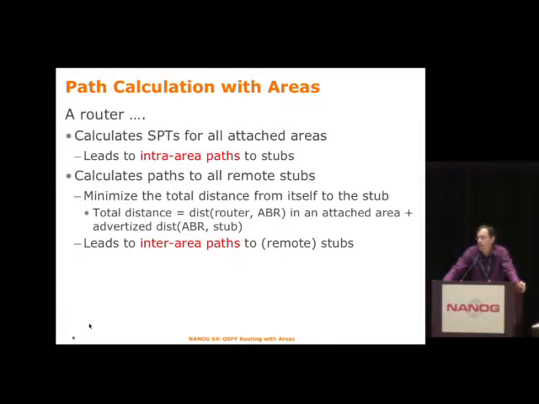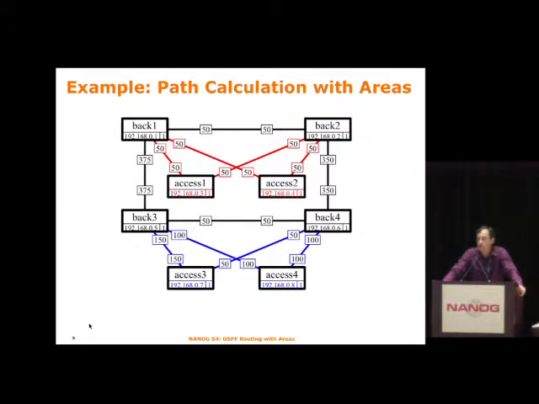Okay, so for path calculation with areas, routers calculate shortest path trees to all of the stubs that are in their local areas, their intra-area paths. And then for destinations that are not in one of their locally attached areas, they look at paths to an area border router plus the distance the area border router advertised and pick the shortest of those, leading to inter-area paths.